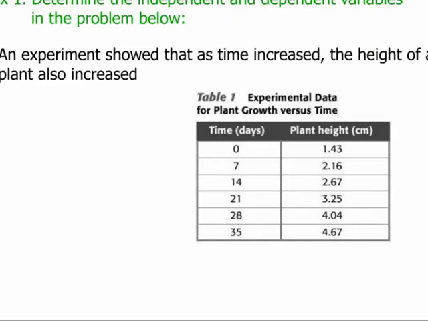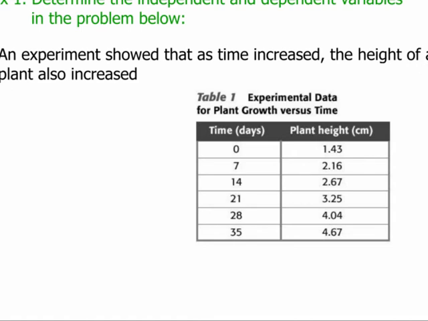Example 1 says, determine the independent and dependent variables in the problem below. It says, an experiment showed that as time increased, the height of a plant also increased. Okay, so let's think, what is going in? If we look at the table, as the amount of days goes up, the time goes up, the plant height is also going up. You can answer this question pretty simply and ask yourself, does time depend on anything? Is there anything making time go? The answer to that question is no. Time is always independent.